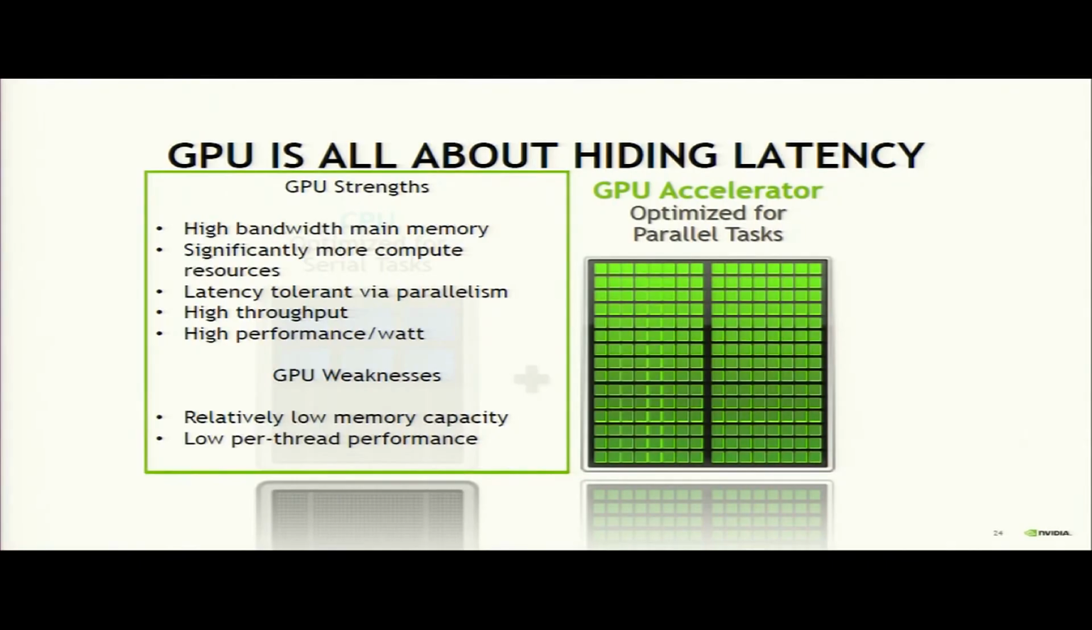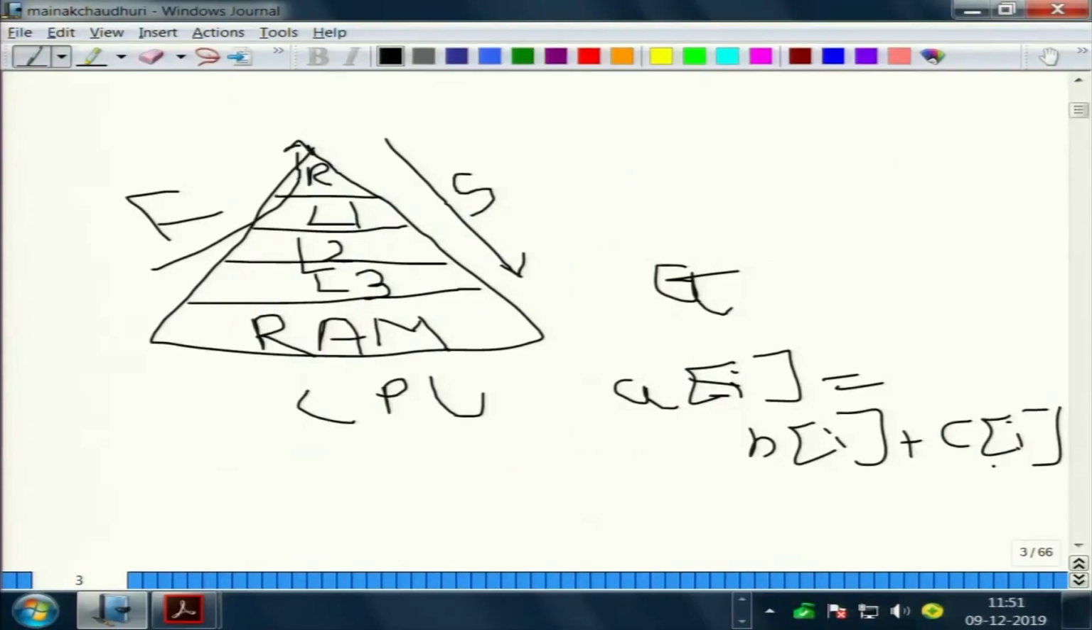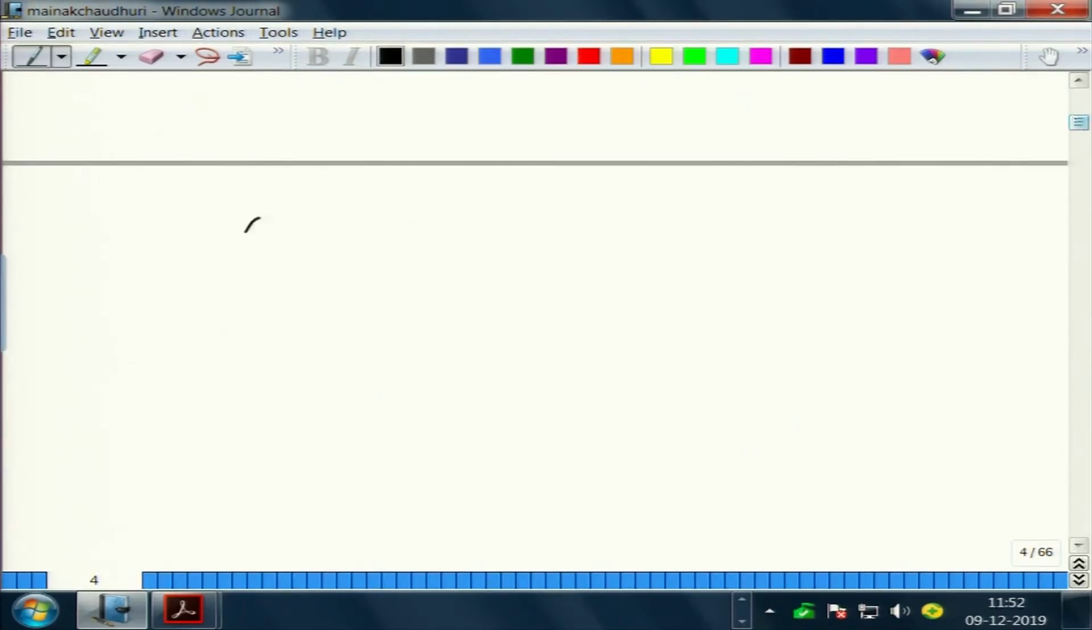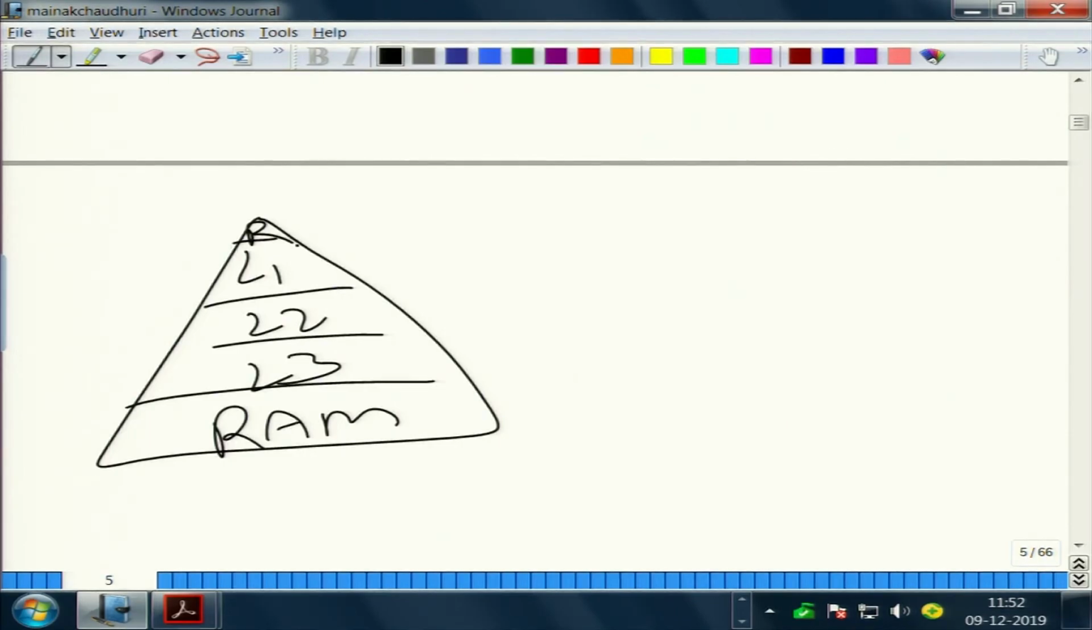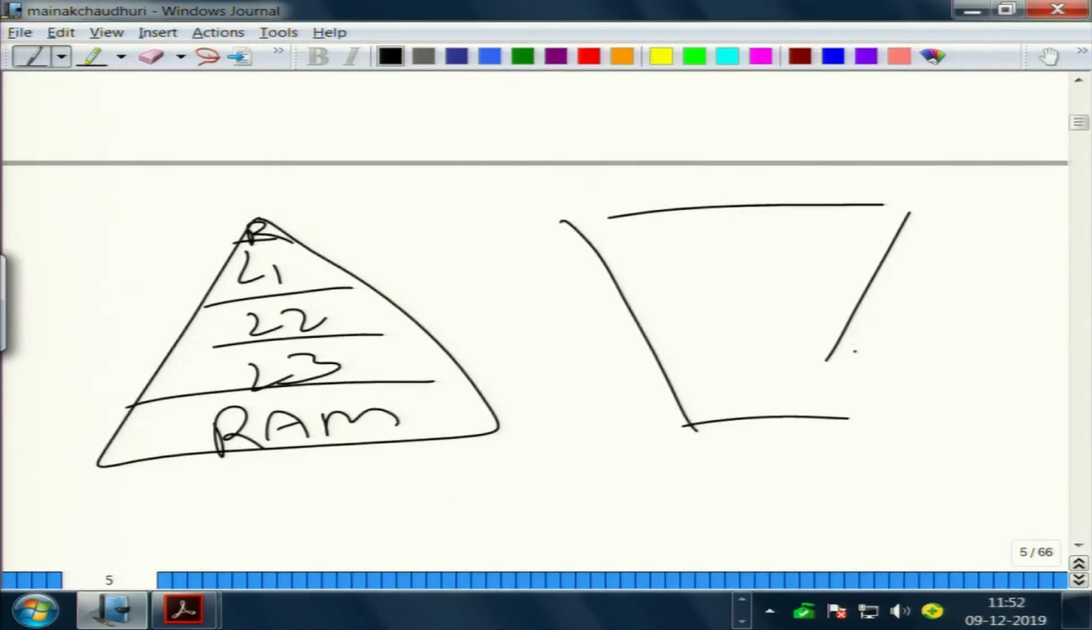So what I mean by that is basically coming back to the previous diagram that we saw. Your CPU architecture was like this. You had your RAM, L3, L2, L1 and then registers, right? Now GPU memory architecture is not exactly like this, but it is kind of inverted.